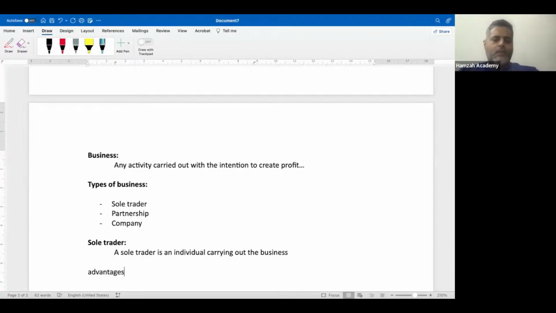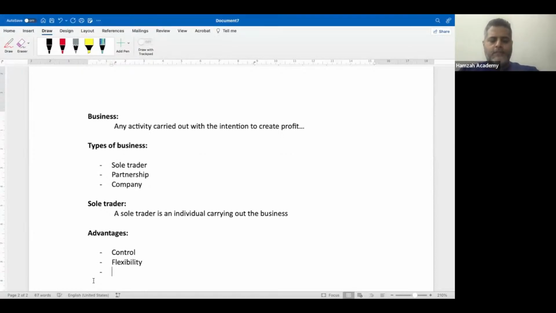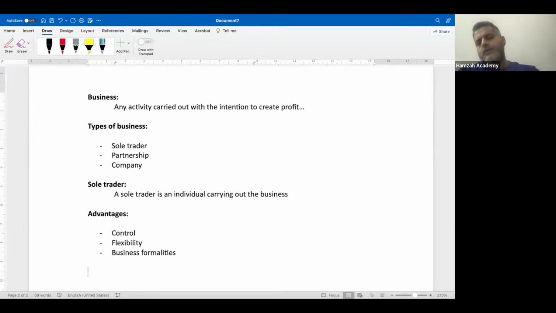Now, the advantages of being a sole trader, if I talk about, that is, you get to have the control, flexibility, and then obviously you have lesser business formalities, right? Because you are the one who's the owner, you are the one who's managing and running the business and all and everything. So you are flexible enough, you have your own control onto the whole business as well. And similarly, there are lesser business formalities which you have to follow, right?